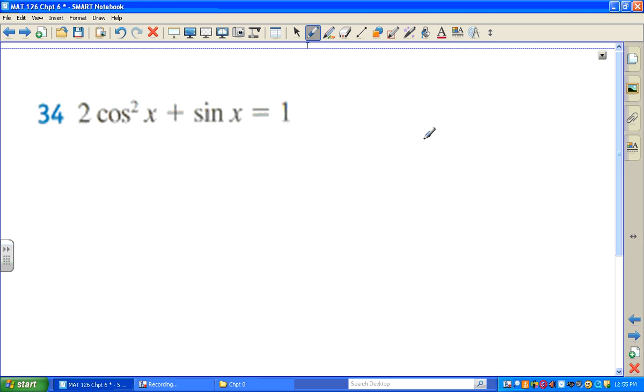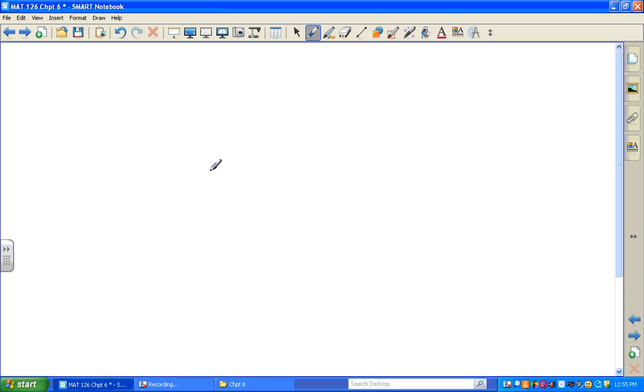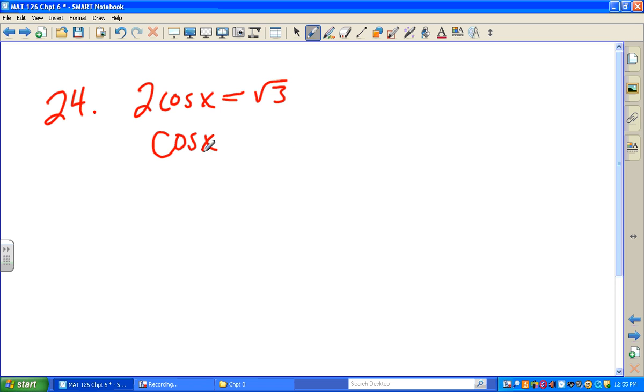2 cosine squared plus sine of x equals what? It's starting to sound like what you did before. Is there a problem you want to do between 16 and 36? Pick one. How about 24? What does 24 say? 2 cosine of x equals square root of 3. So don't you just divide? You do divide. Cosine of x equals square root of 3 over 2.